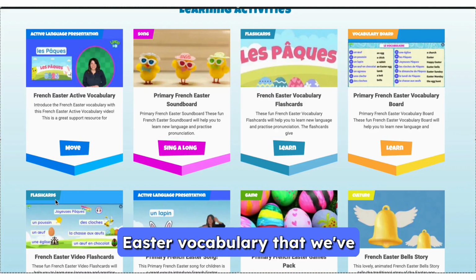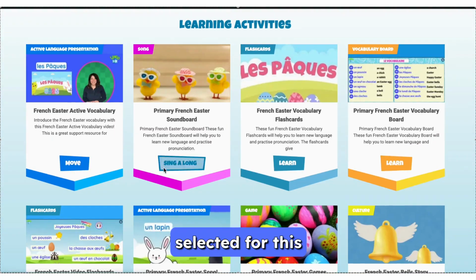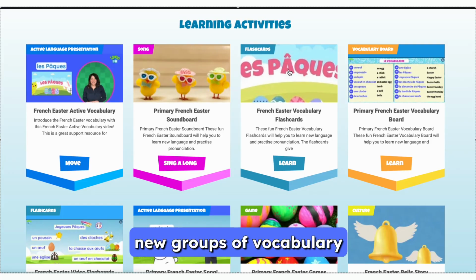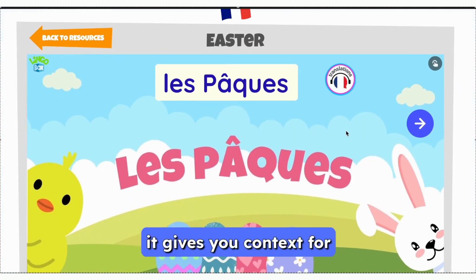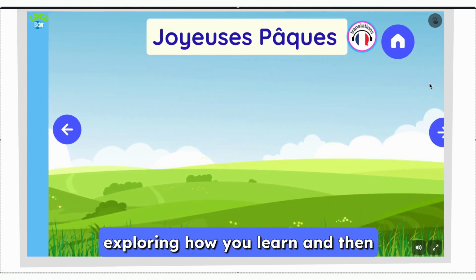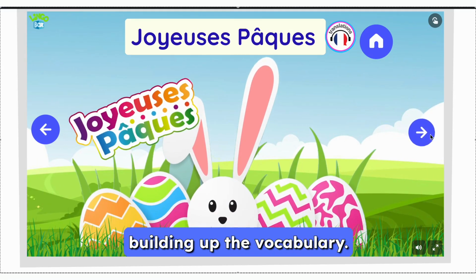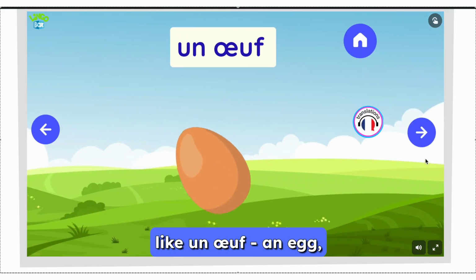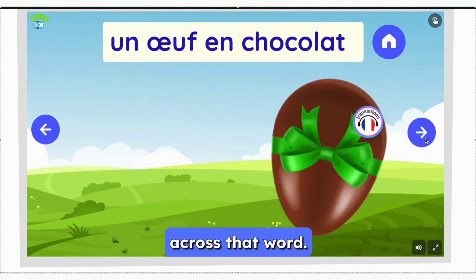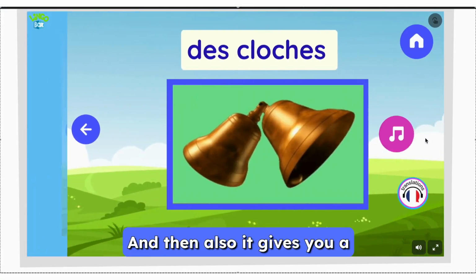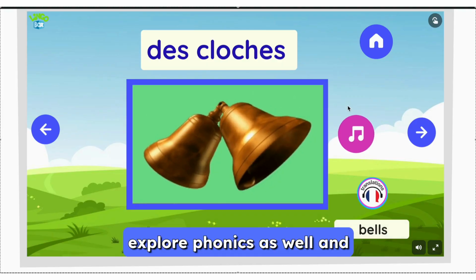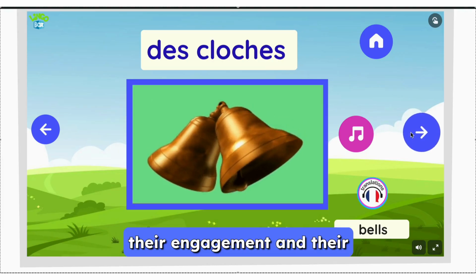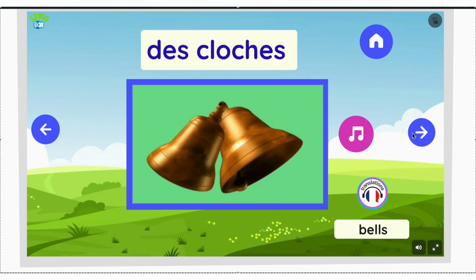Here we have some of our Easter vocabulary that we've selected for this. I think it's really useful to introduce bit by bit new groups of vocabulary to children, because it gives you context for exploring how you learn and then building up the vocabulary. It's amazing how many times you come across things like un œuf, an egg, how many times you come across that word. And then it also gives you a setting for being able to explore phonics as well and deepen their understanding of phonics and just build their interest, their engagement and their understanding and use of French.